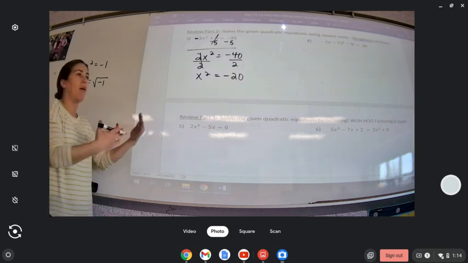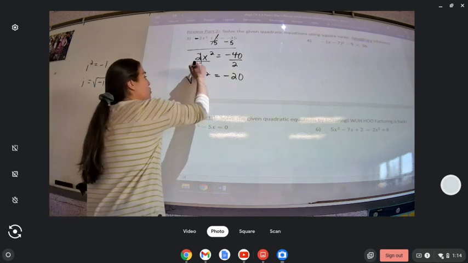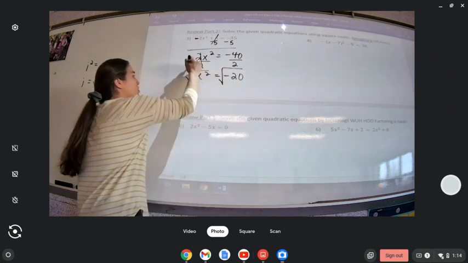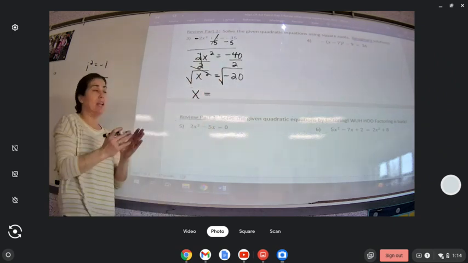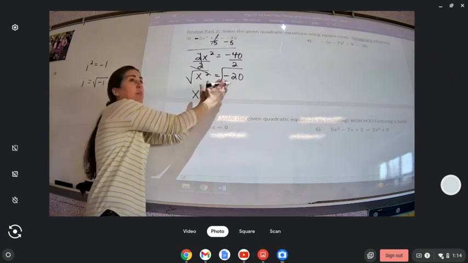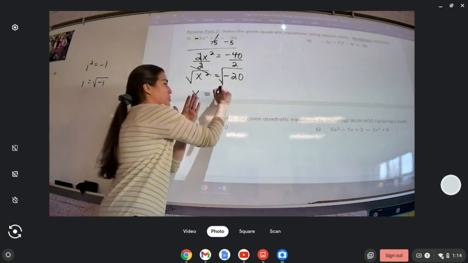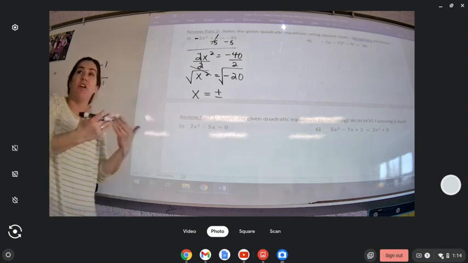How do I unsquare x squared? Take the square root of both sides. The square and the square root cancel. You're left with just x. The minute you take the square root of both sides, how many answers are you going to get? Plus or minus. We're going to get the positive and the negative version.